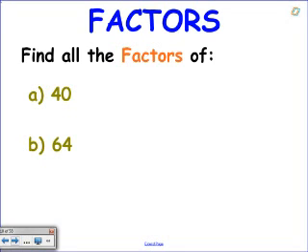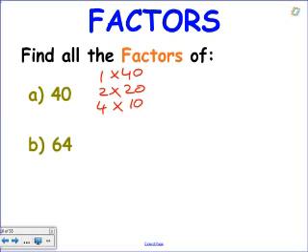What's my starting point? 1 times 4. Good. And then next one? 2 times 20. Next. 4 times 10. 5 times 8. That's all I've got to say.